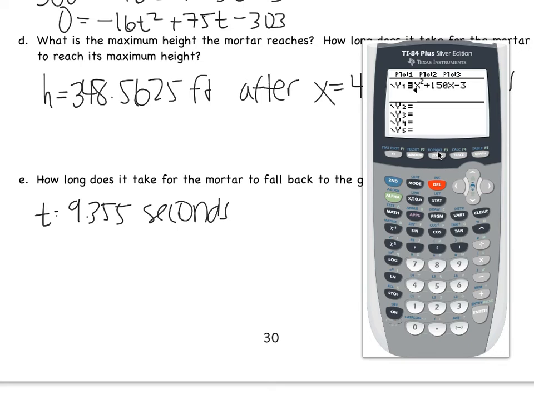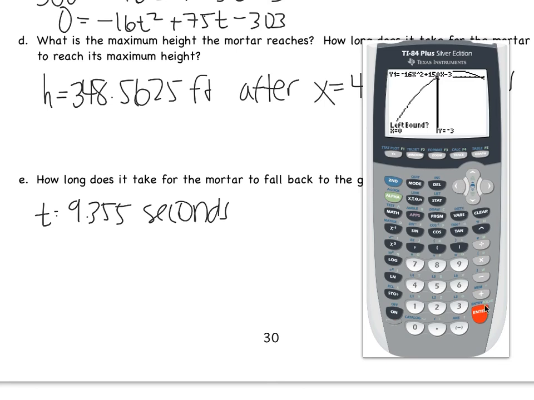Normally I would have you do zoom 6, which is the standard zoom, but because these mortars reach such high heights, we're not going to be able to see the maximum. So anytime you're looking for the maximum or the minimum, try zoom 0. When I do zoom 0, I do in fact see the maximum. If you remember from before, you hit second calc and calculate the maximum.